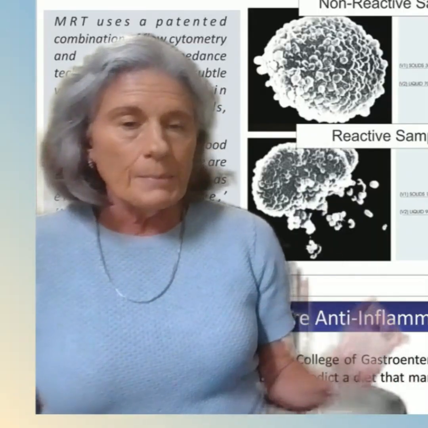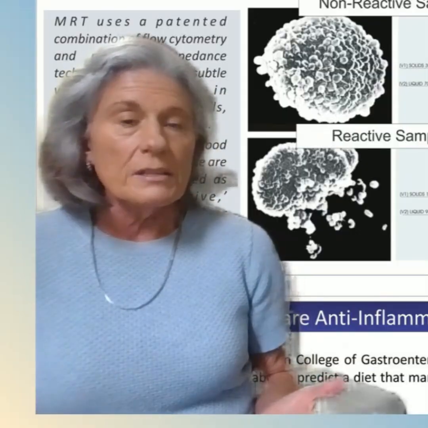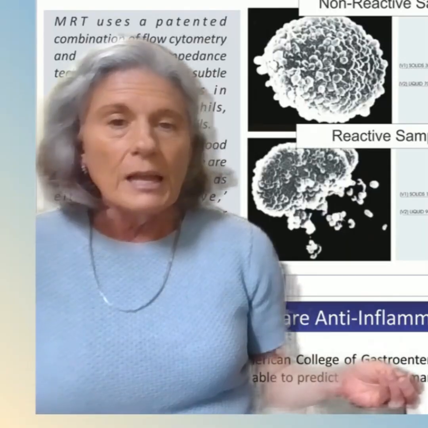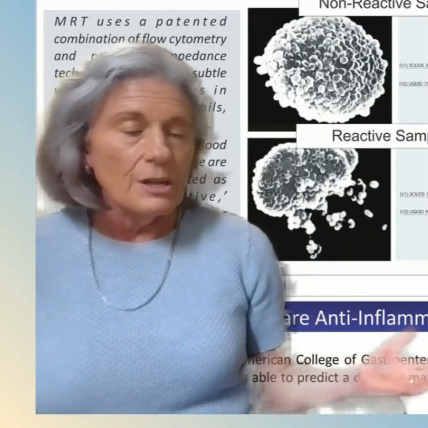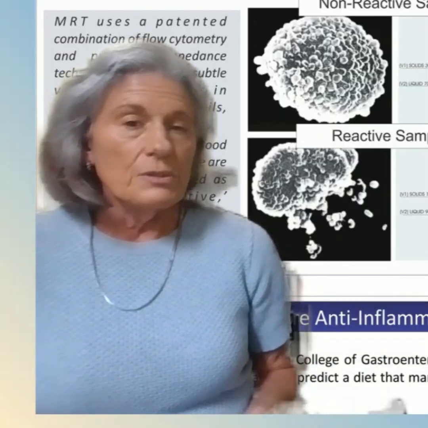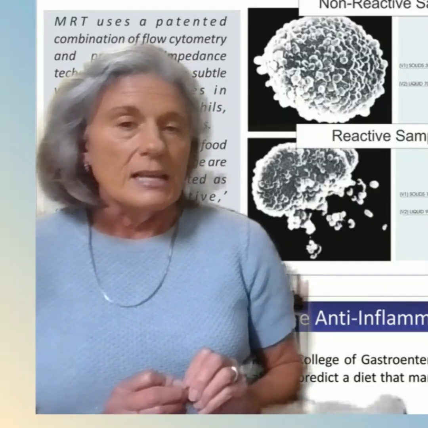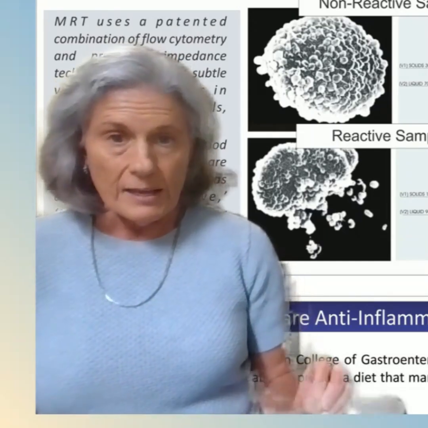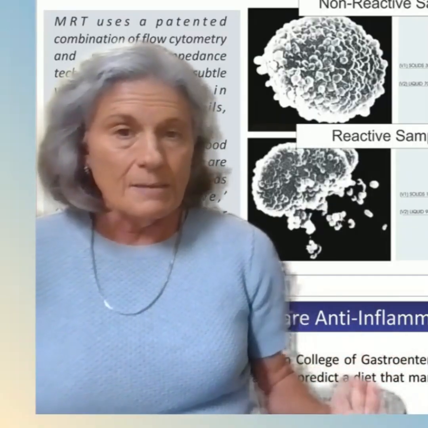So the top and bottom pictures are white blood cells. The top one was exposed to a non-reactive food to that individual, and so it did not release any mediators. Whereas the bottom white blood cell was exposed to an inflammatory food for that person, and it resulted in a burst or release of mediators, which signifies that an inflammatory reaction is going to take place.